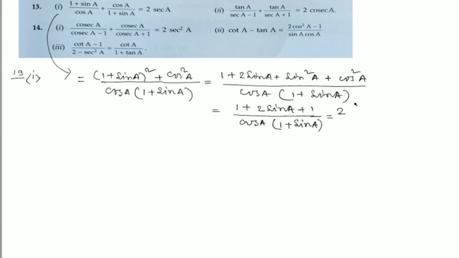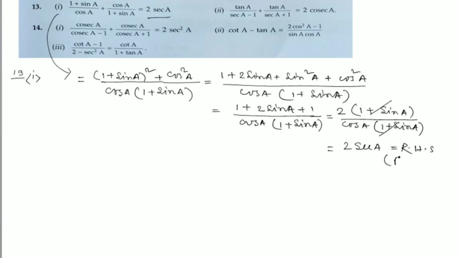We take 2 as common, therefore it will be (1 plus sin a) divided by cos a into (1 plus sin a). Here we cancel, therefore it will be 2 by cos a, which is 2 sec a. Therefore it will be the right hand side. To prove it, we have to write the steps. At first you write the problem here, then start solving. So here it will be left hand side.